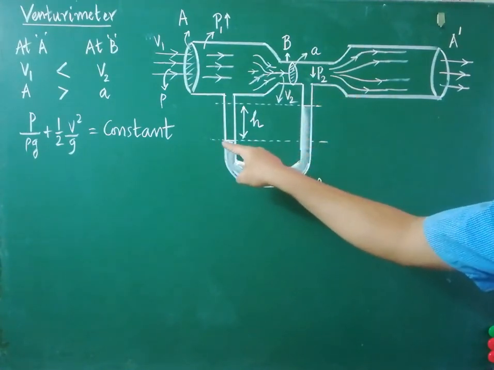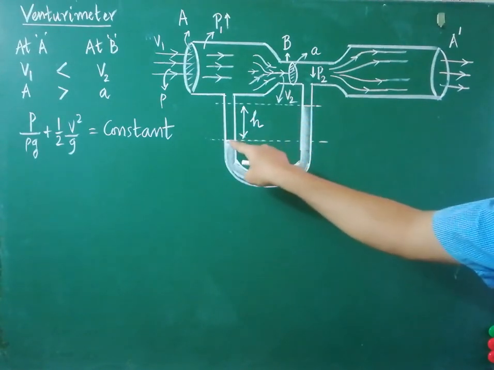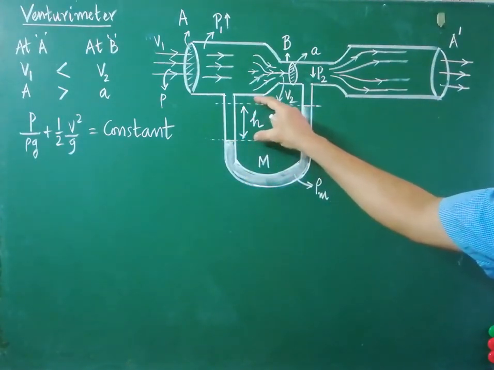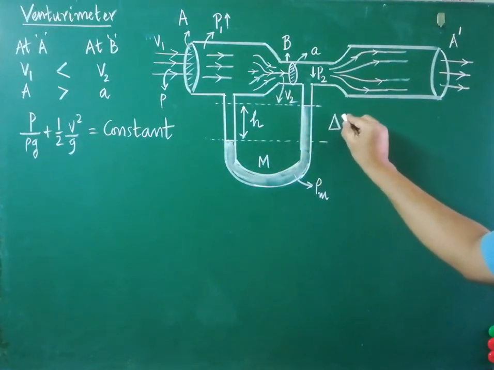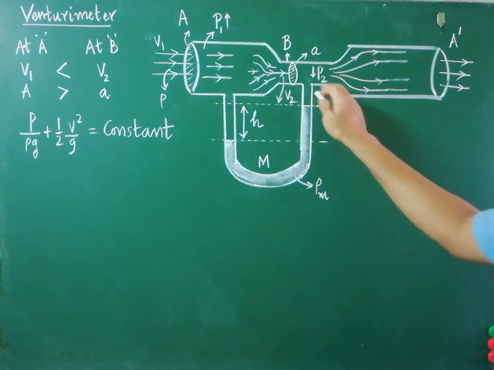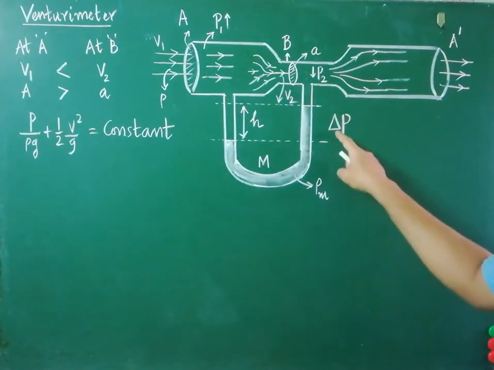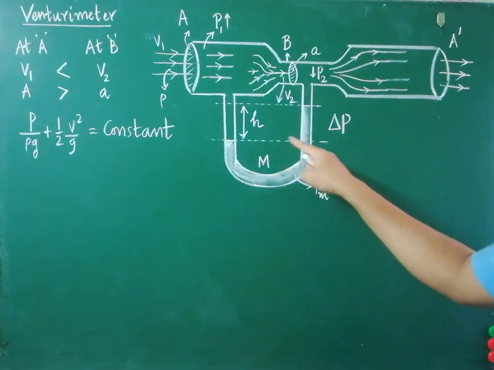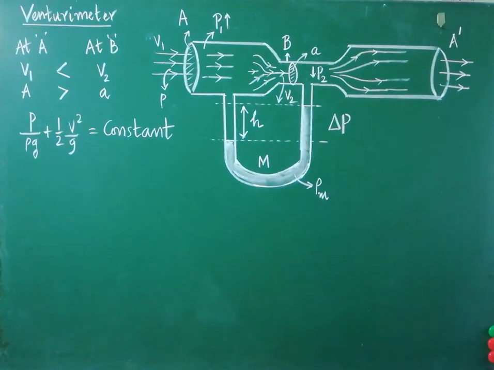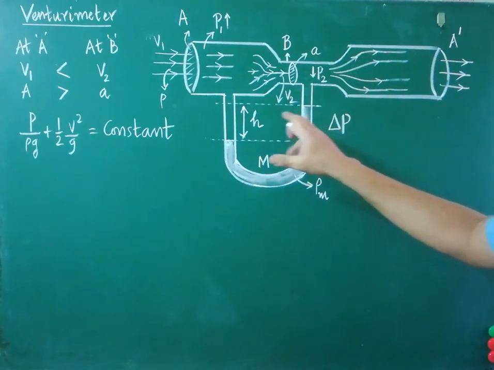Now we can measure the difference in level. In between this height and this height, there is a difference in height. With the help of the difference in height, we are able to measure the difference in pressure between this region and this region. The purpose of connecting the manometer is to measure the difference in pressure. With the help of this Venturimeter arrangement, we are able to calculate the rate of flow.